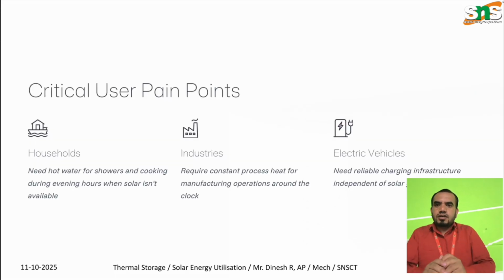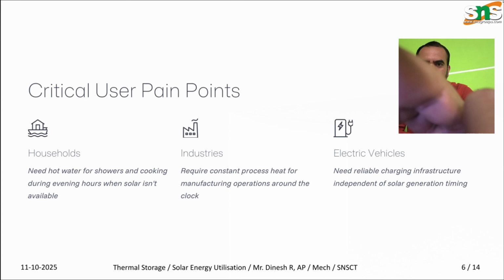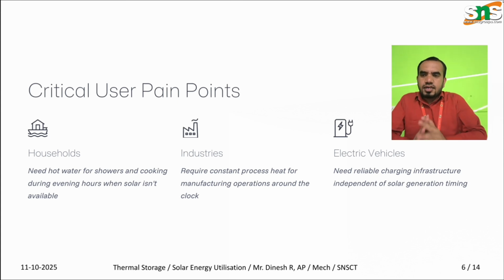Now the next one is critical user pain points. When it comes to these critical user points, we can segregate them into three things: household, industries, and electric vehicles. Keep that in mind. There are numerous applications, but we are taking the critical points, the major usage and major needs. So there are three: household, industries, and electric vehicles.